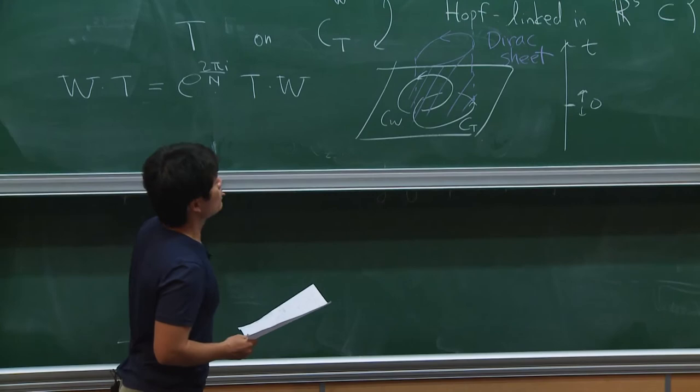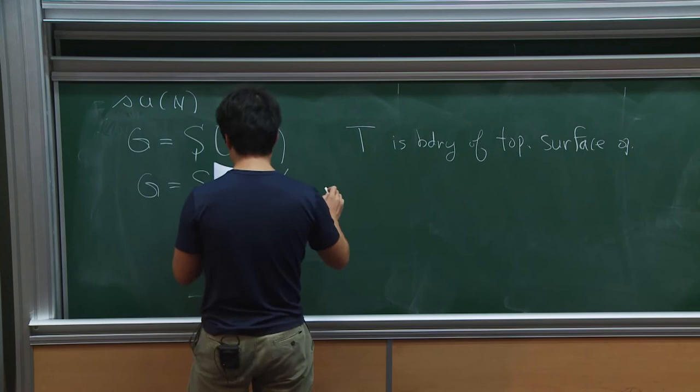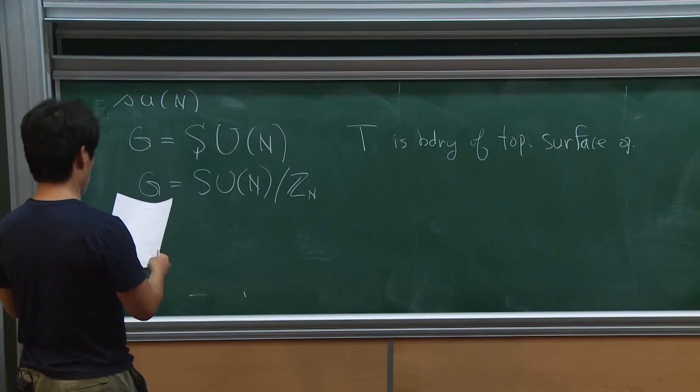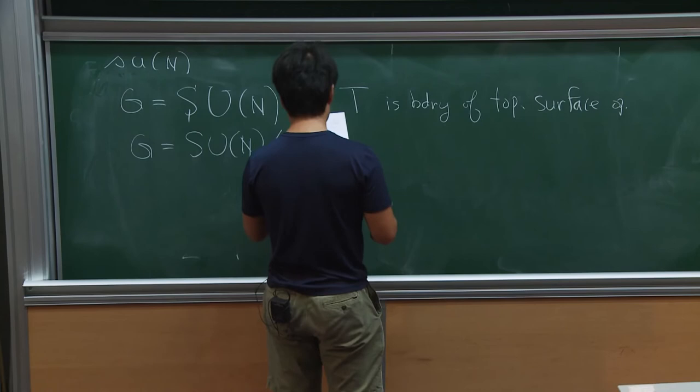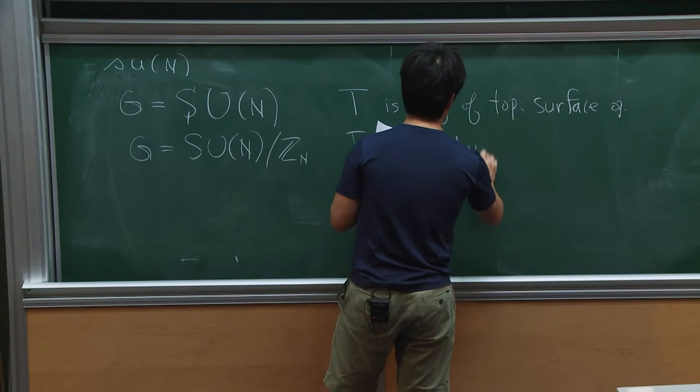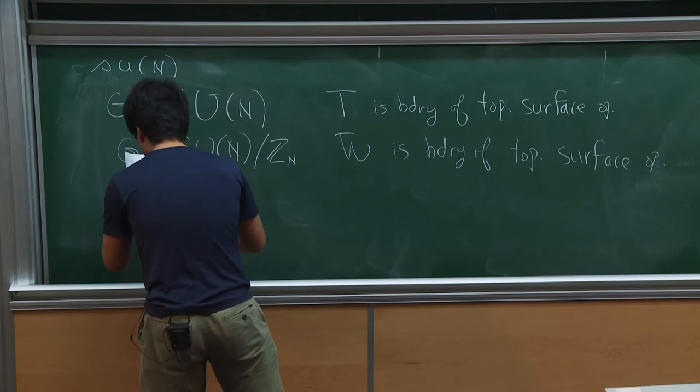Then let's consider another situation. For example, G equals SU(n) mod Z_n. In this case, what happens is that the Wilson loop becomes the boundary of a topological surface operator. And I'm restricting to the case where the topological theta angle is zero.